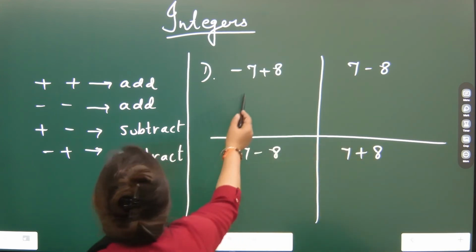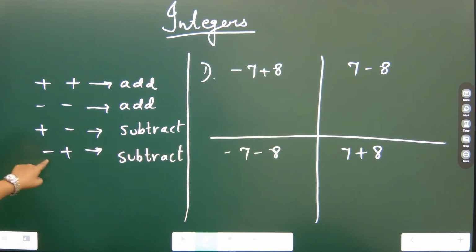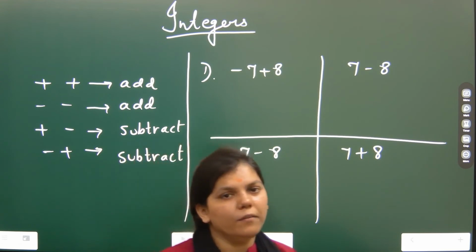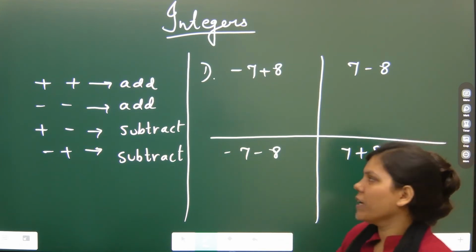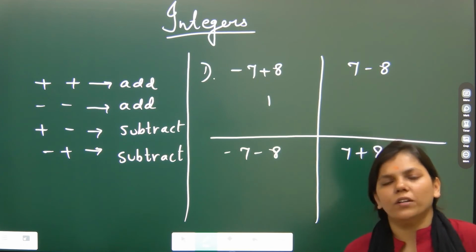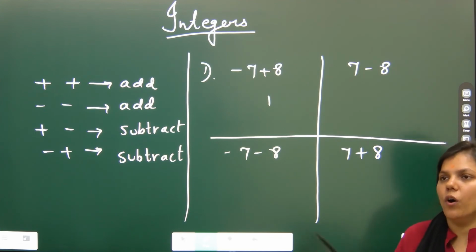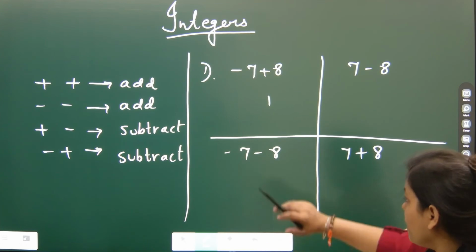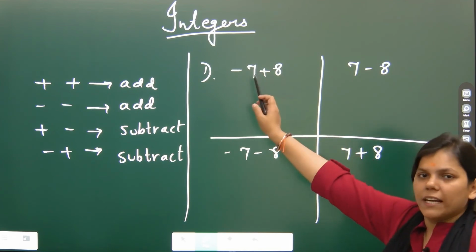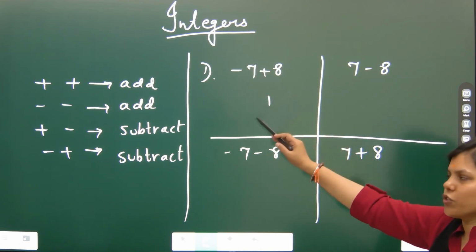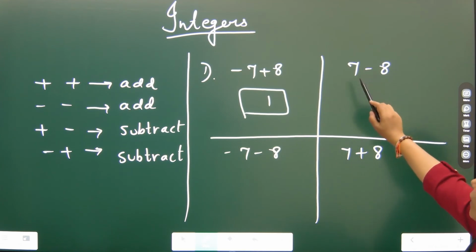Now, in this case, one number is negative, another number is positive. What will we do? We will subtract. So, 7 subtracted from 8, how much? It will be 1. The most important thing in solving integers is giving the sign, whether positive or negative. So always remember that the sign we have to put in the answer should be the sign of the greater number. Now in this case, which is the greater number? The greater number is 8, so it has positive sign, so you don't need to put the positive sign. The answer is 1.